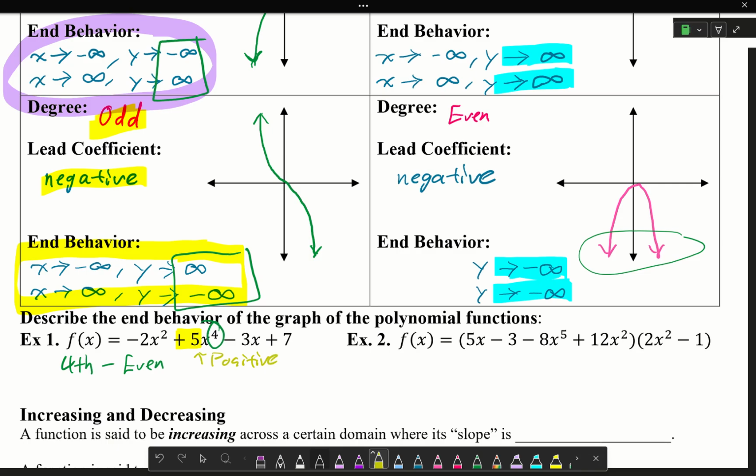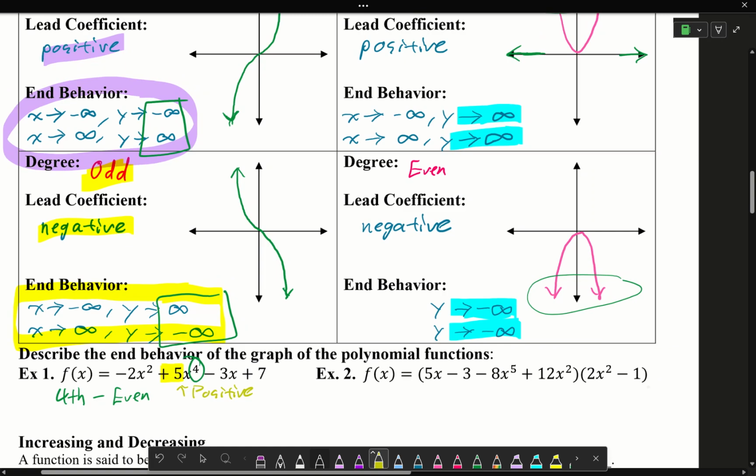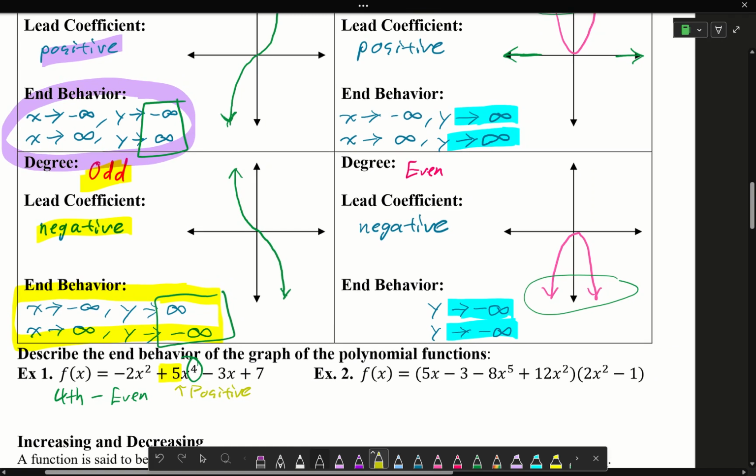Okay, so if we have an even degree and we have a positive leading coefficient, we automatically know what our end behavior is going to be. Okay, let's try example 2 over here.